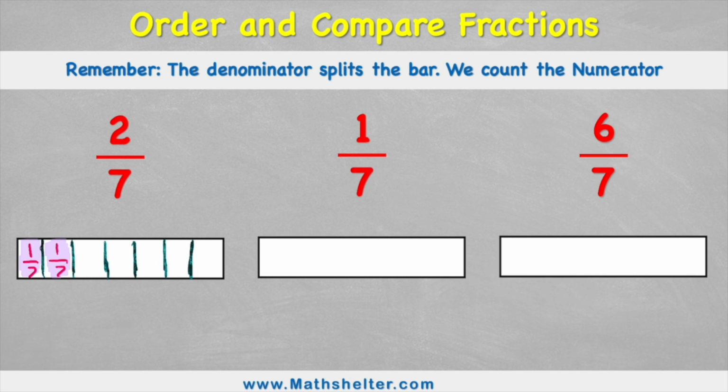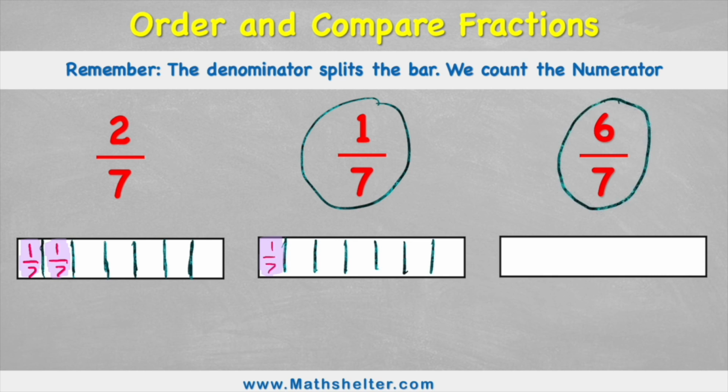So let's carry on breaking these fractions up. Let's look at question number 2, 1/7. So again, I'm going to split it into 7 equal pieces. There we go. But in this one, I only have 1/7. So it means I'm only going to colour one of these sections, 1/7. And finally, with our last one, we have 6/7.